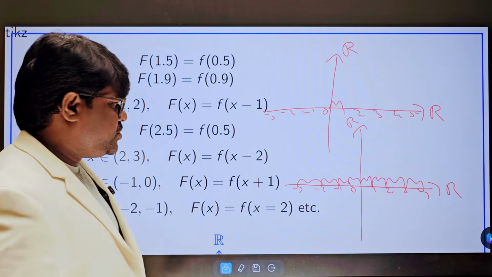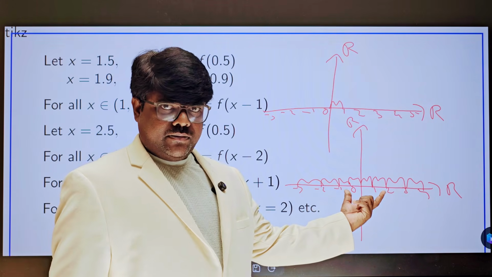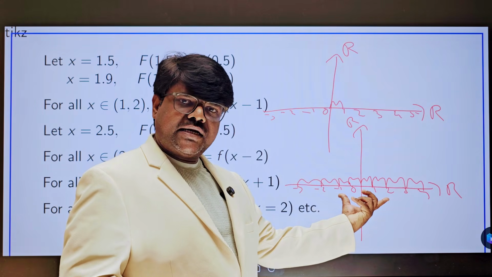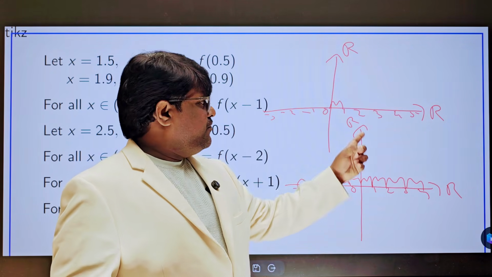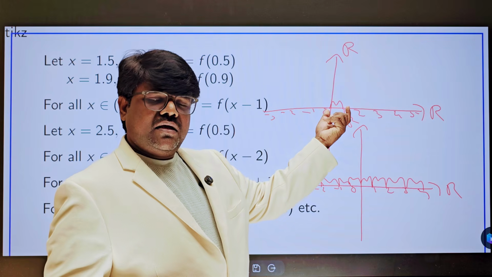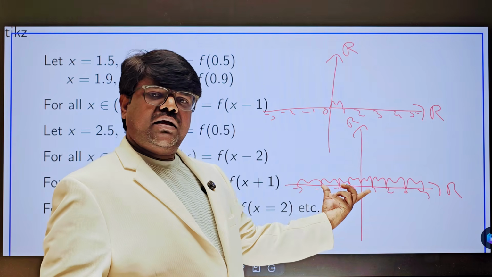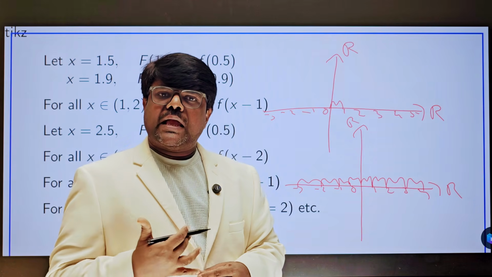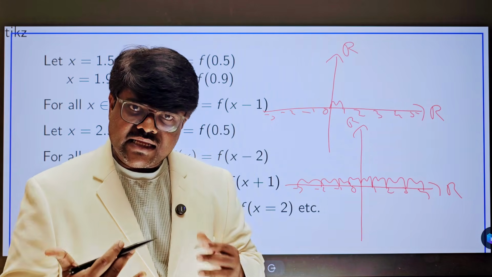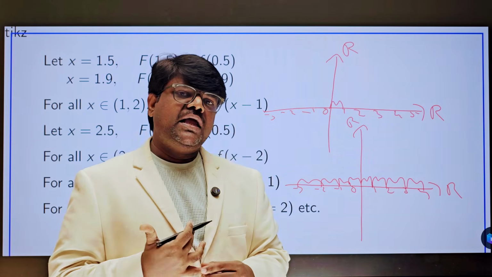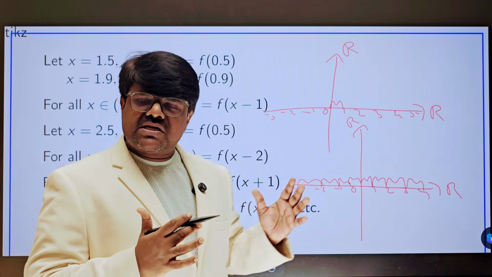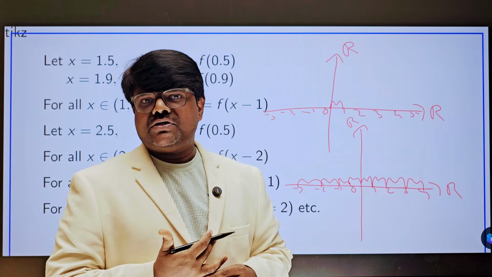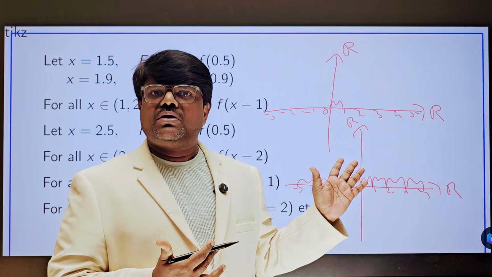Now coming to the options. In option 1, capital F is a bounded set. Yes, this is a bounded set. If you choose the graph in this way, it will be repeated in this way only. Second option, capital F is uniformly continuous. Yes, one standard theorem is there: if a function f is continuous on a closed and bounded interval, then it is uniformly continuous. This is also a correct option.